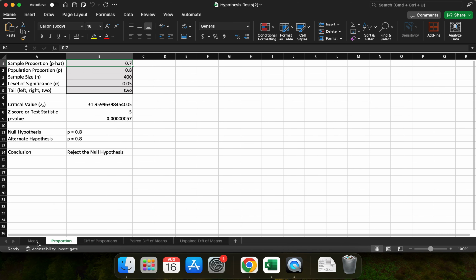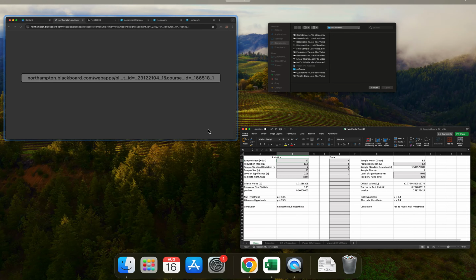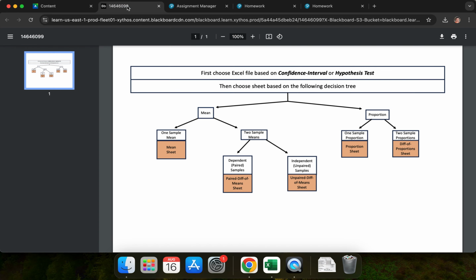Now, in order to choose which sheet that you're using, you'll have to make a decision. And to help with this decision, I made a little graphic here, which lives in the practice test 3 folder. Now, if it says confidence interval, you'll use the confidence interval file. If it says hypothesis test, I'm going to use the hypothesis test file. So you start at the top and you branch to the appropriate sheet.